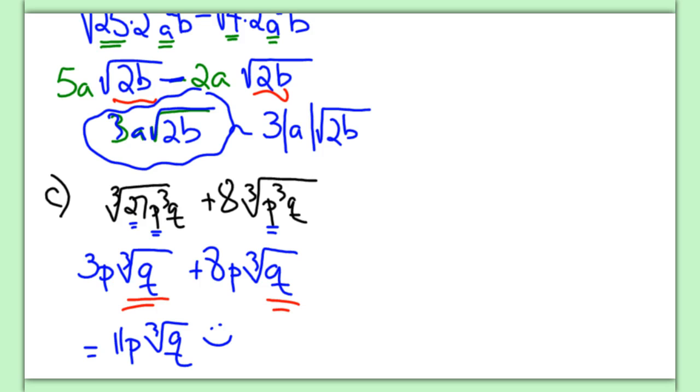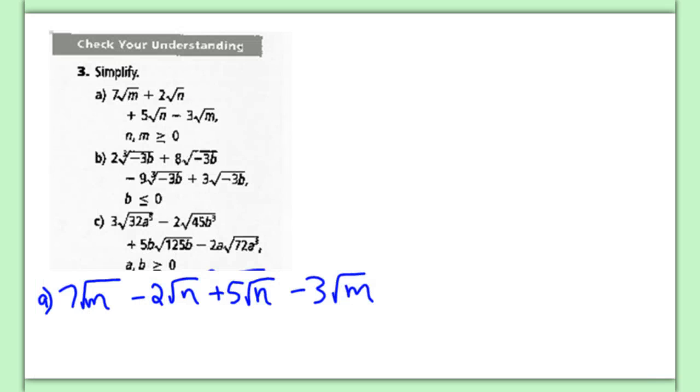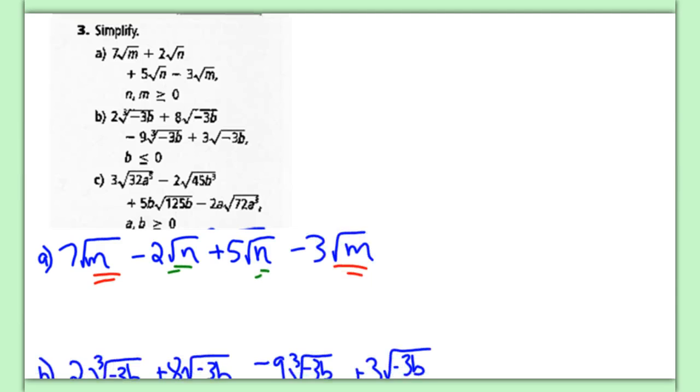When we carry on to example number 3, the last example, we can see they're starting to get a little more involved. They talk about restrictions. But in the very first question, all I really need to do is collect my like terms. They are m's and m's, and n's and n's. So when I collect the like terms, I just collect.